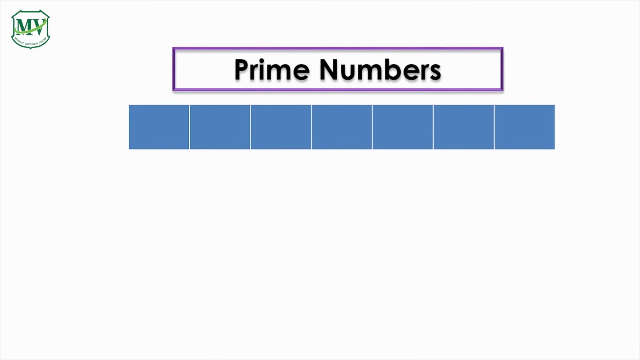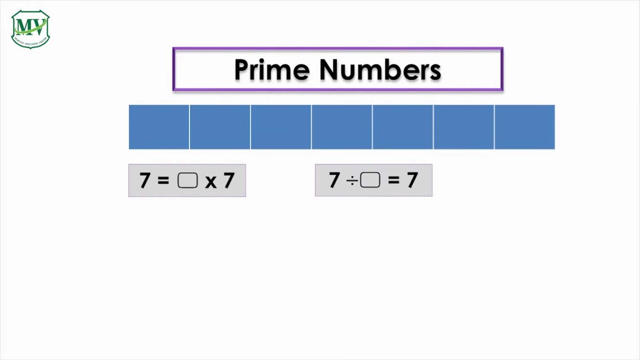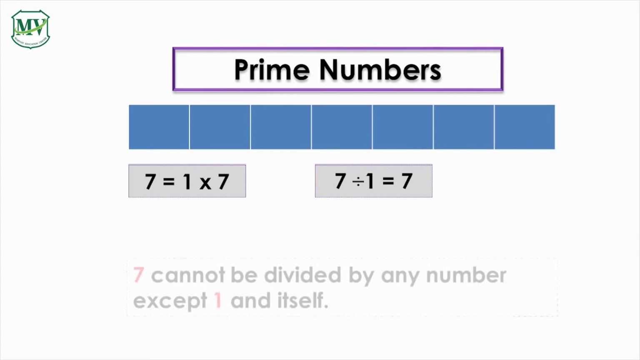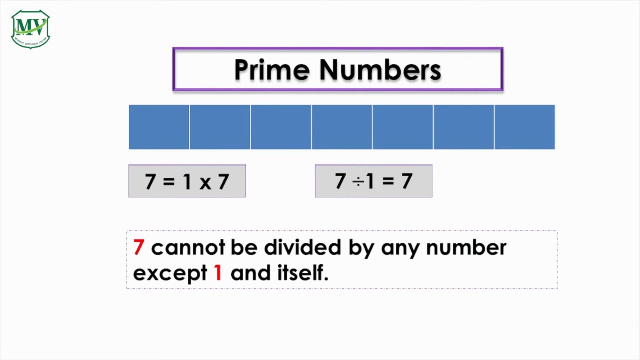How many boxes are there? Yes, you're right. There are 7 boxes. What are the factors of 7? What numbers can you divide 7? Yes, you're right again. The factors of 7 are 1 and 7. The numbers that can divide 7 are also 1 and 7. So, 7 is a prime number.